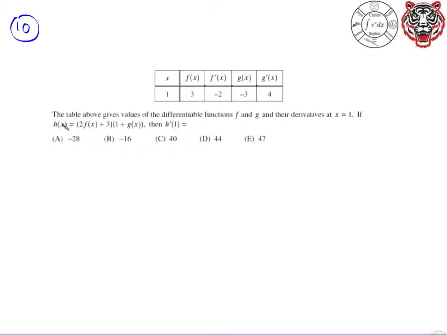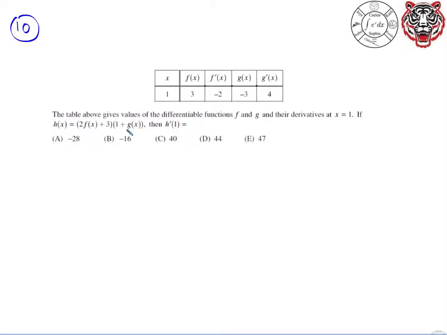All right, so this table above is going to give us some values. We have this function, h of x, is equal to all of this stuff. So what rule are we going to be using here? Product rule. Why are we using product rule, Rosalie? There's two x's.